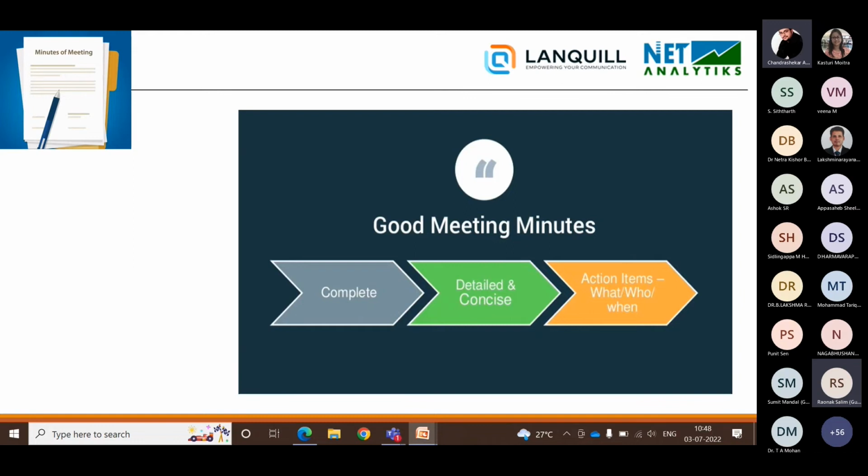So the role of the one who writes the meeting minutes is very, very important. It has to be complete. We should not miss out any important part. Details about the decisions, the discussions, as well as the conclusions are very important. It has to be concise. It should not be like writing an essay, right? And the very important part is, in order to achieve the purpose of the meeting, the action items have to be noted down clearly: what, who does it, when, including the follow-up meeting and what happens next. Everything should be mentioned clearly. That makes the minutes of the meeting complete.